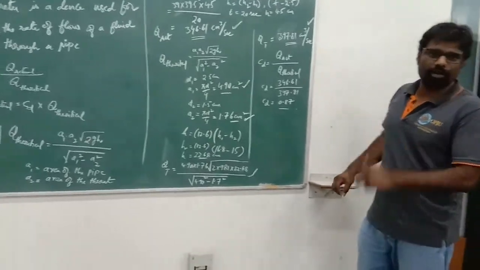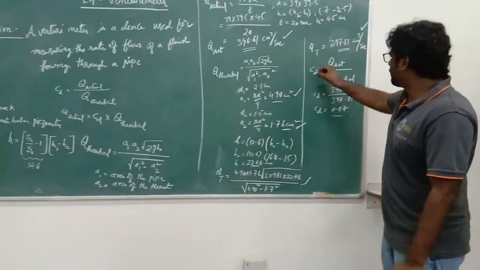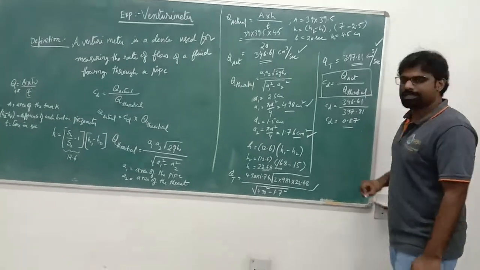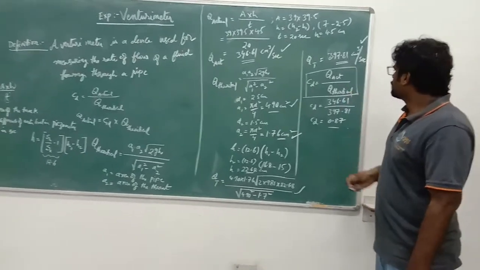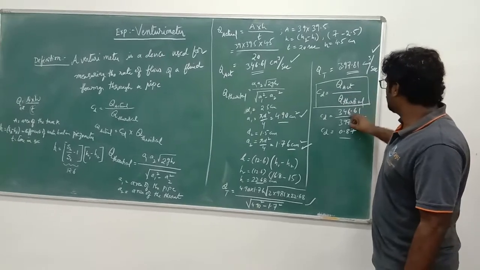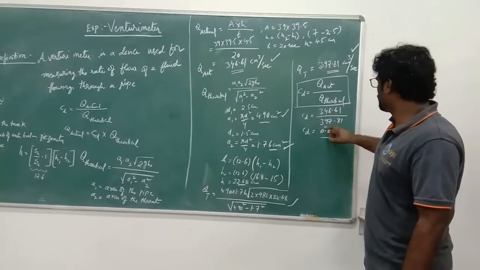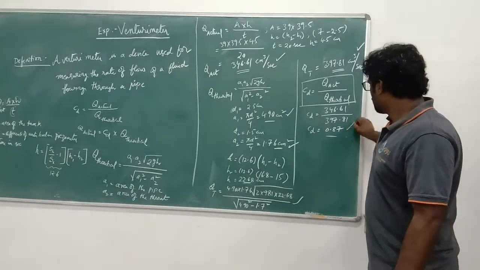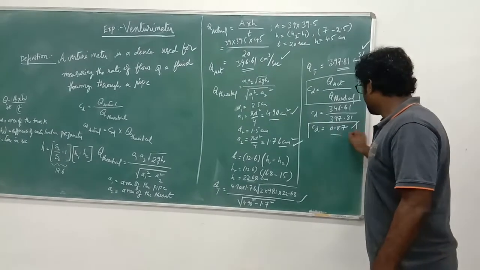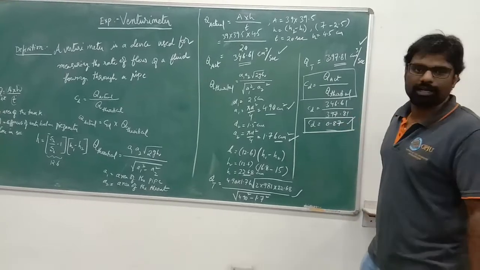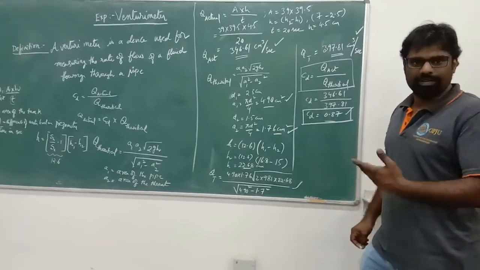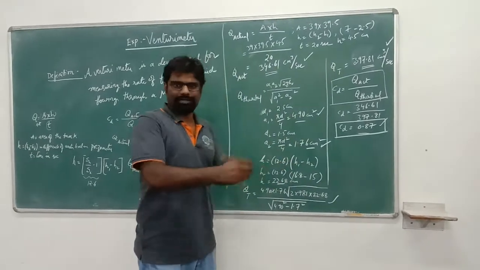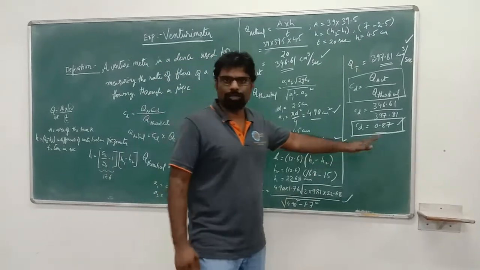Now we know the Q actual here, and we know the Q theoretical. So now we can find out the discharge. The formula for finding out the coefficient of discharge is CD is equal to Q actual by Q theoretical. So we have substituted the Q actual value, that is 346.61, and the Q theoretical is 397.81. Now we got the coefficient of discharge, that is 0.87. This is the coefficient of discharge for the venturimeter. Similarly, we can repeat this experiment two more times. We can take 3 readings, and the average of the coefficient of discharge of the venturimeter we can find out.